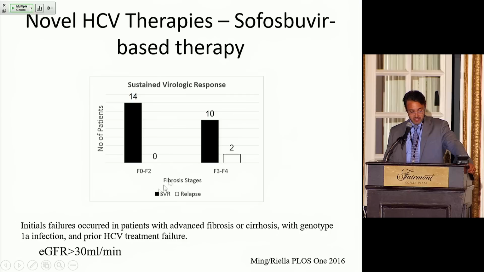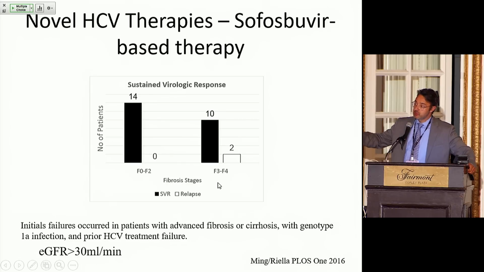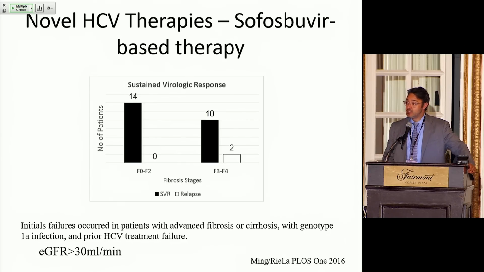Here we separated into those that had stage 0-2 fibrosis or 3 and 4, and we see that the 2 patients that failed this treatment were the ones that had more advanced fibrosis. But even though they failed the initial treatment, when we converted them to another combination of antivirals that were available, they were able to clear the virus.